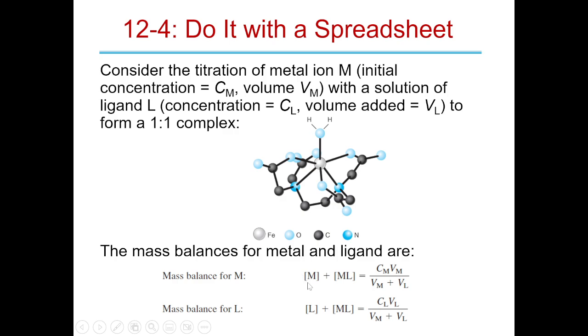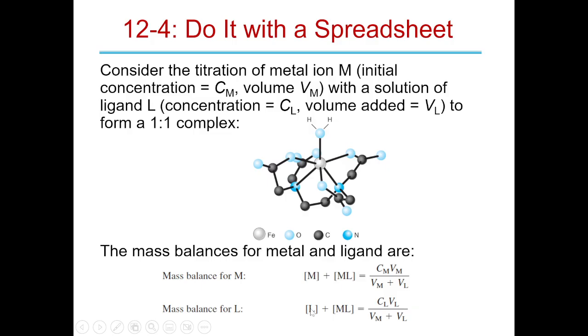Of course, the metal is going to be the two different forms of the metal: the free metal ion and the complexed metal, right? Those would just be added together, and that would be your total concentration of metal. The other way of expressing that total concentration of metal is the initial concentration of the metal times the volume, C1V1, divided by V2. You see that? That's all you're doing here. So your total volume, VM plus VL, is on the bottom. Okay, so that's your mass balance for the metal.